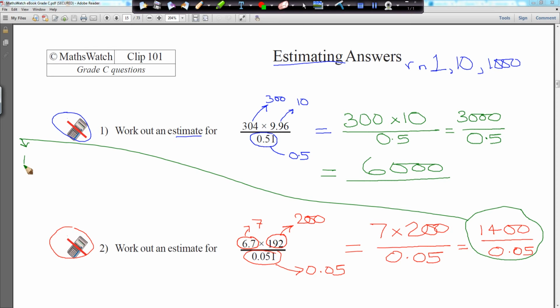So we have 1400. And then we divide that by 0.05. And 0.05, if we change that into a fraction, is the same as 5 hundredths. So we have 1400 divided by 5 hundredths. So that's 10th place value, 100th place value.